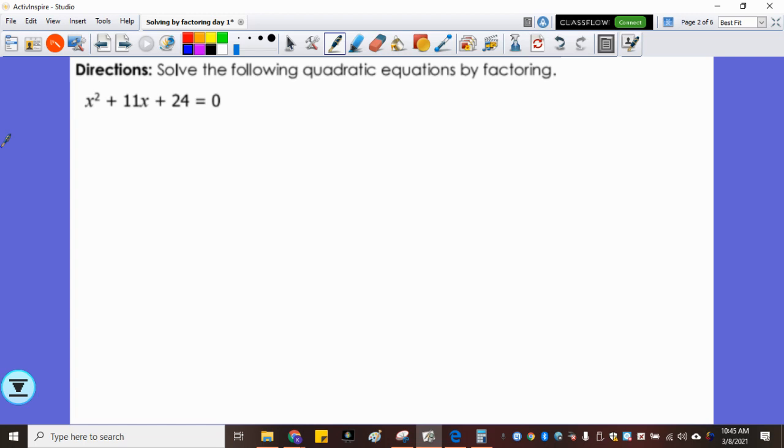Three more with me. Then I'll let you guys practice on your own, since you should know how to factor. The hard part is just setting equal to 0. This one's just remembering how to factor.